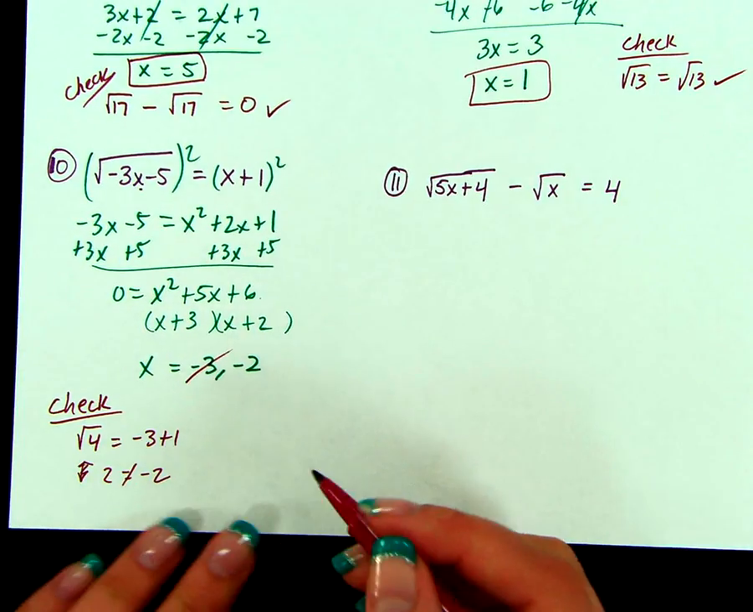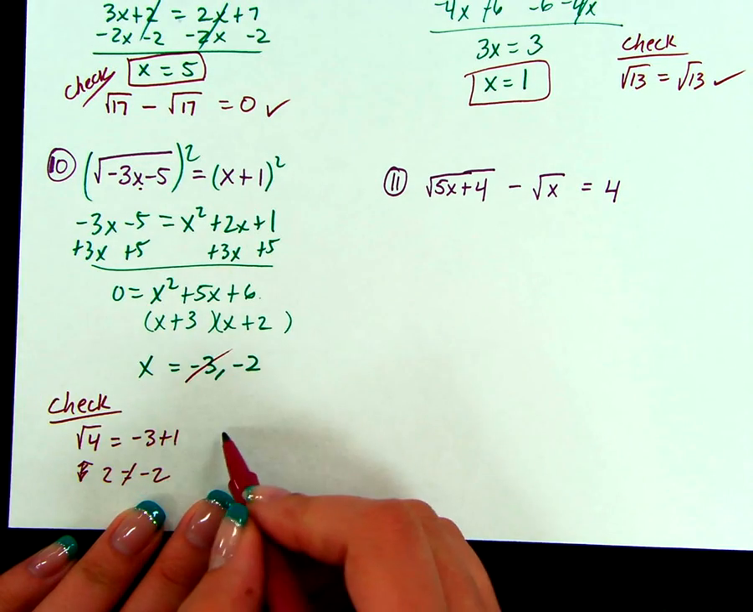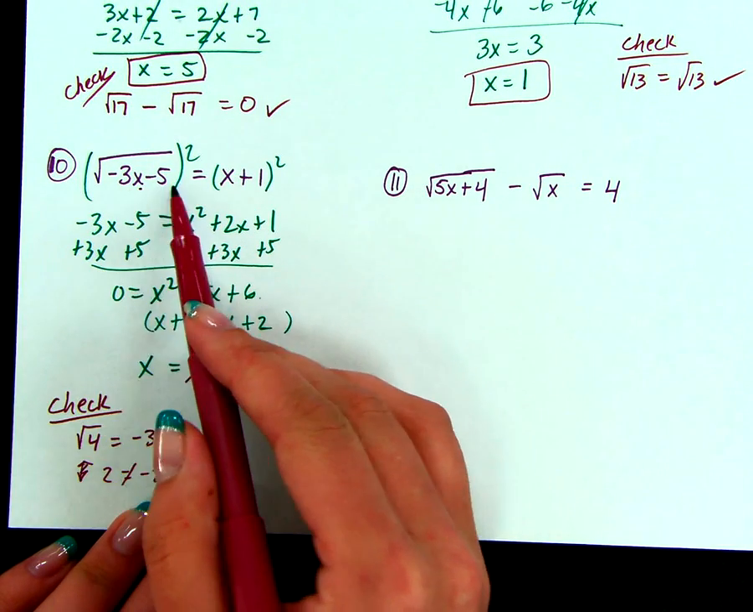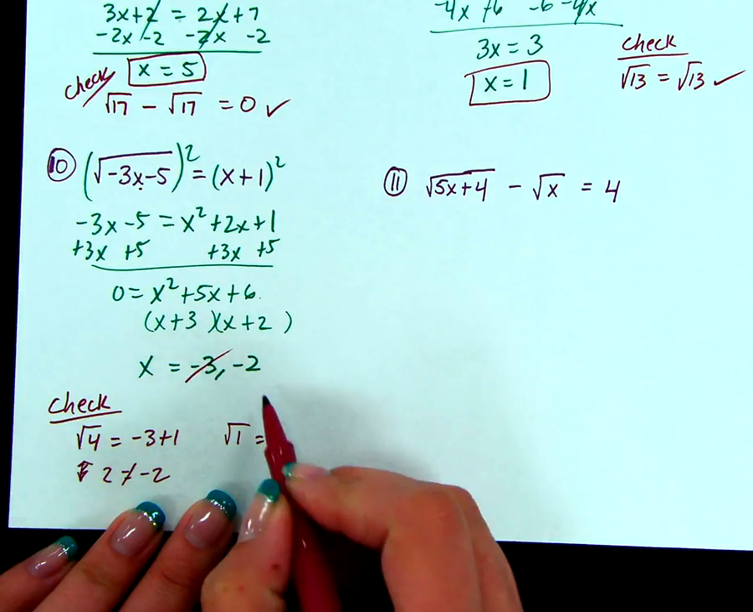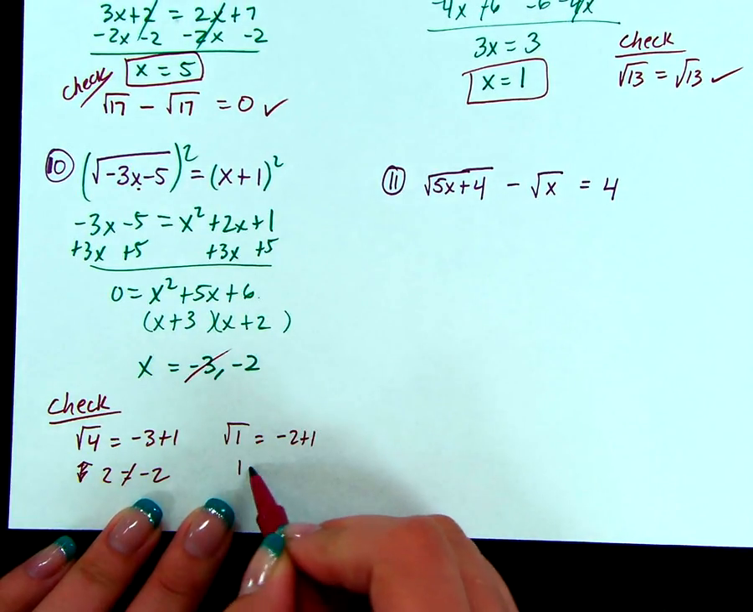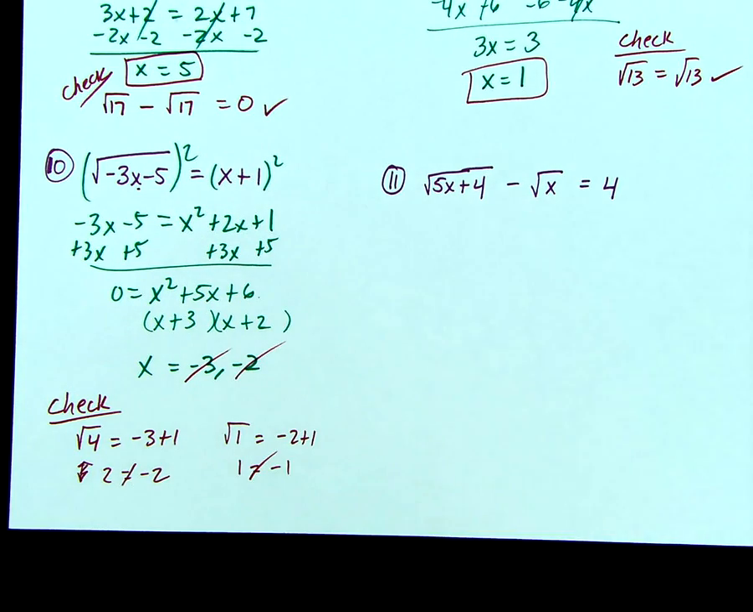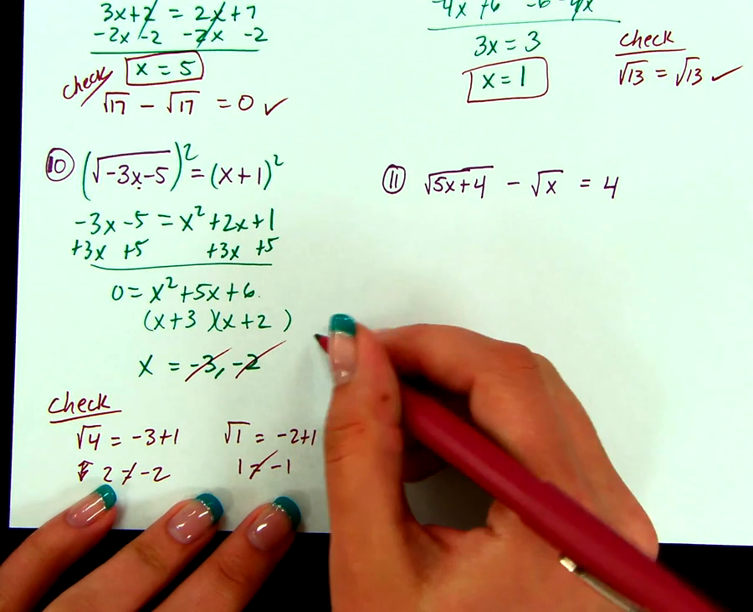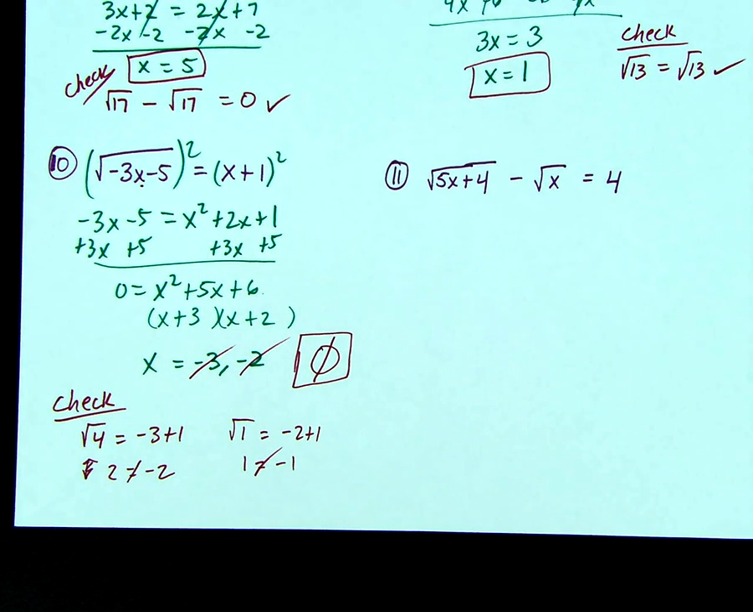And then I just need to check the other problem. Okay, so negative 2 times negative 3 is going to be 6, and 6 minus 5 is 1. So we have the square root of 1 equals, and then negative 2 plus 1. So I have 1 equals negative 1, which also is not true. So that means that we have two extraneous solutions. So my overall answer then is no solution for this problem.